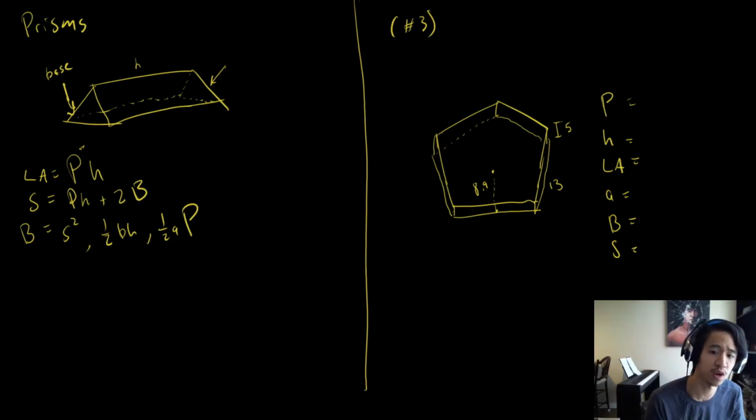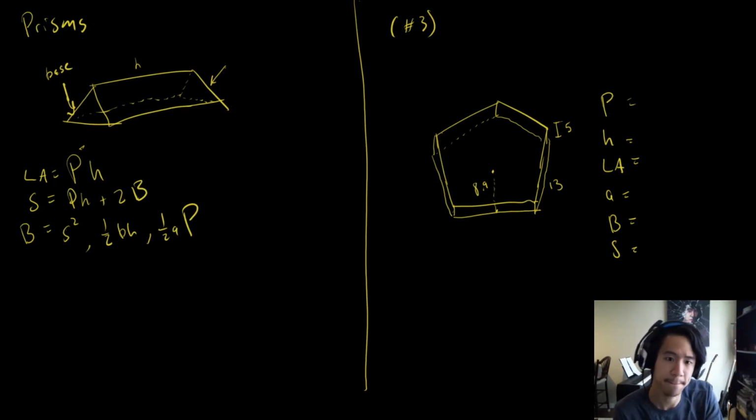So here's number 3 on your worksheet. First, we're going to find the perimeter of our base. So our base is a pentagon, and our side length is 13. So we have 5 times 13 for our perimeter. That's going to be 65. Our height is 5. So what's our lateral area? It's our perimeter times our height. So this is going to be 325, 65 times 5.